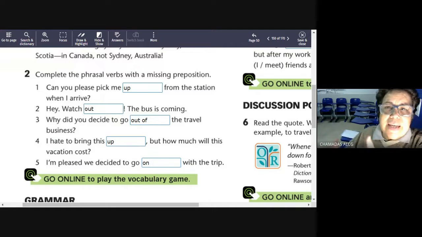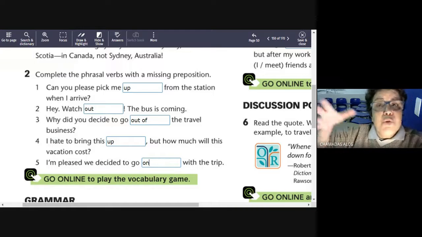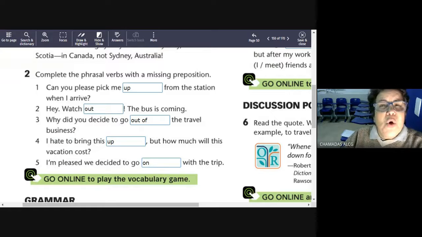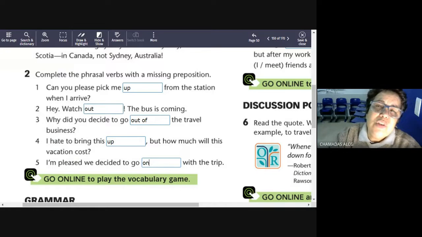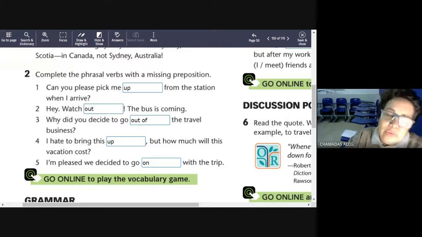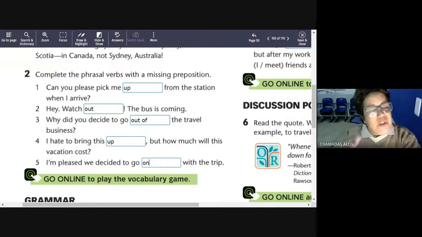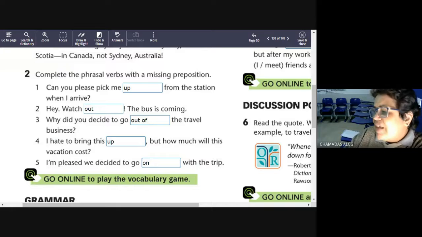Suppose you decided to travel in a group of people and something happens and you don't want to go back. You don't want to stop your trip. You want to keep traveling. So you decide to go on with the trip. You don't abandon, you don't quit the trip, but you keep going, right? So that's the idea of go on, okay?